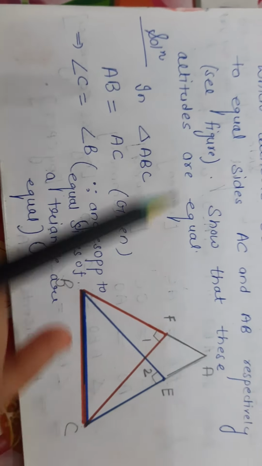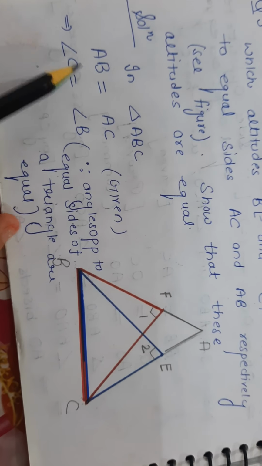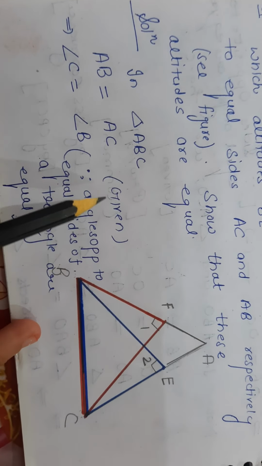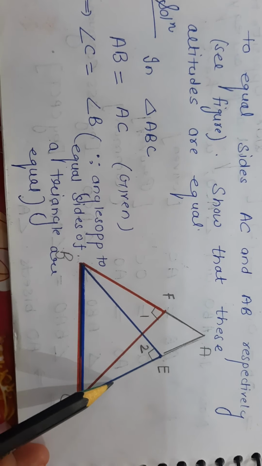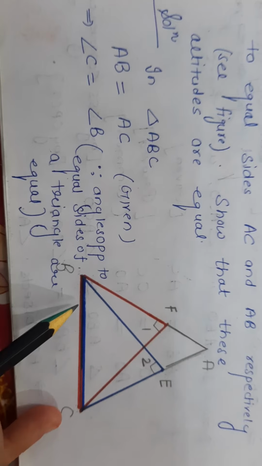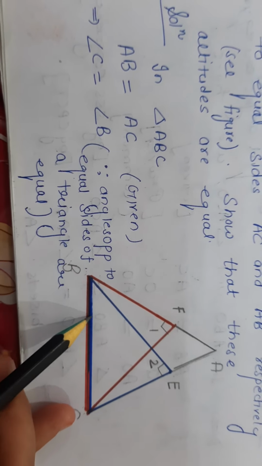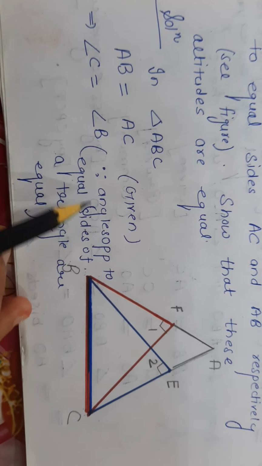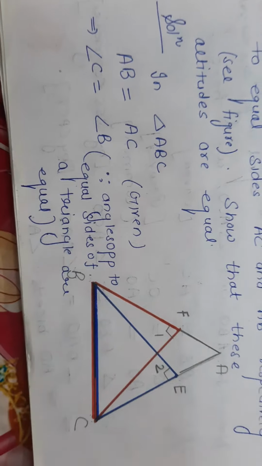Look into the solution part. In triangle ABC, AB is equal to AC. This is given. So angle C is also equal to angle B. This is your angle C and this is your angle B, because we know that angles opposite to equal sides are also equal.